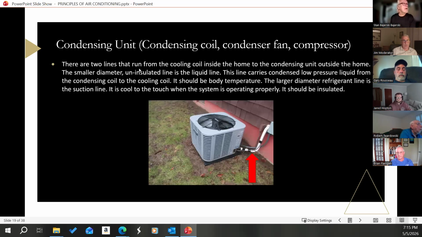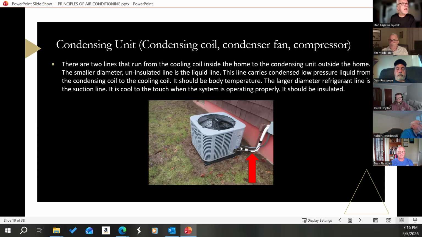There are two lines that run from the cooling coil inside the home to the condensing unit outside the home. We typically refer to that as a line set. The smaller diameter uninsulated line is the liquid line. I know it's hard to see in this picture, but it is right here. It is not insulated. This line carries condensed low pressure liquid to the condensing coil. It should be body temperature, so when you touch it, it really feels like nothing because it's about the same temperature as your body.